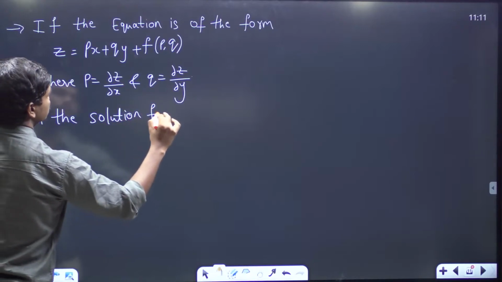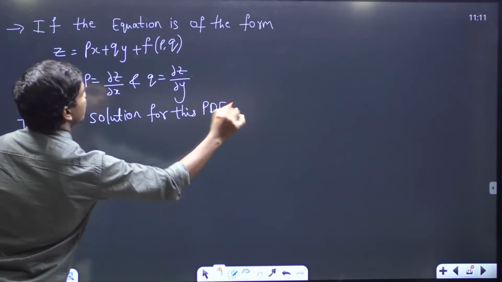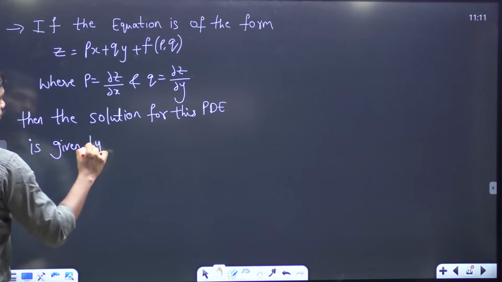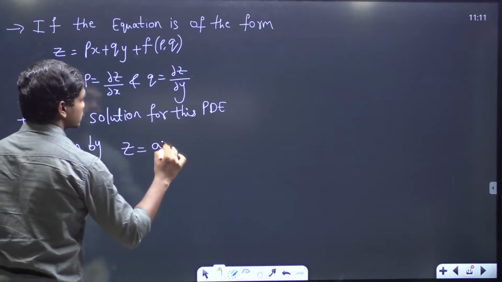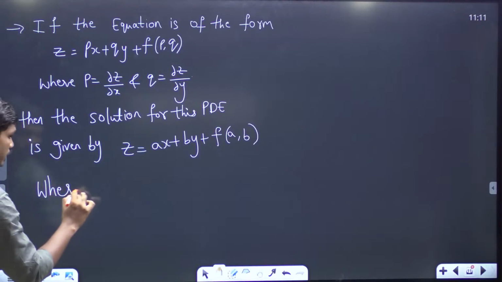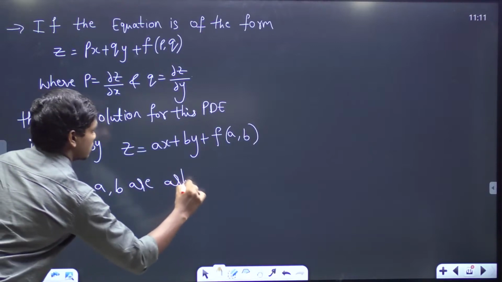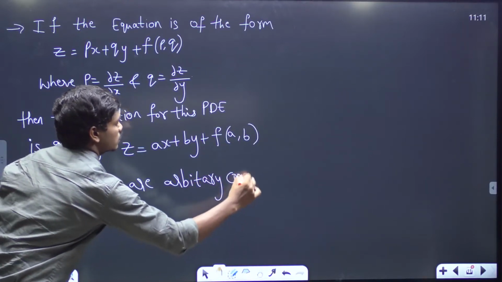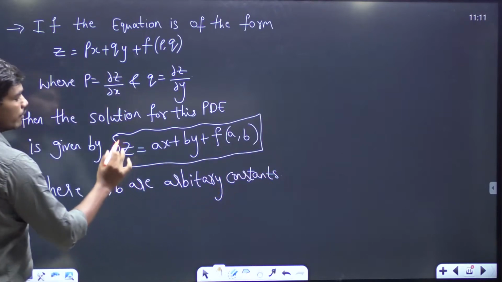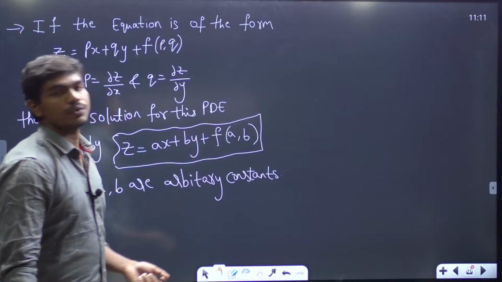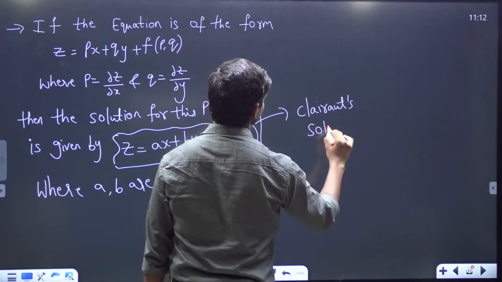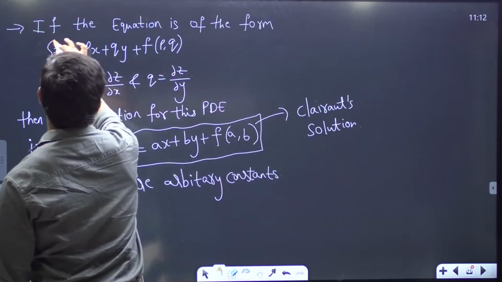If this is the case, then the solution for this PDE is given by z is equal to ax plus by plus f of a comma b, where a comma b are arbitrary constants. Basically, if you have an equation in this form, just replace p with a and q with b. This form is called Clairaut's form, and this is Clairaut's solution.